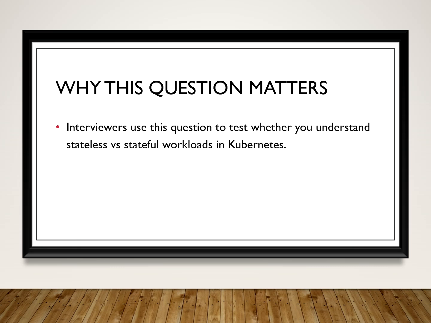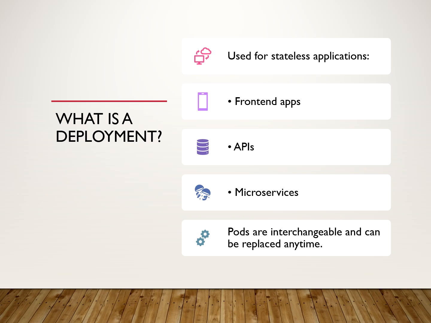So we'll first understand what a deployment is. A deployment is used to manage stateless applications. What does that mean? Stateless means the application does not depend on local pod data. So if the pod disappears, gets deleted, or anything goes wrong with the pod, Kubernetes will automatically create another pod and the application will continue to work normally.